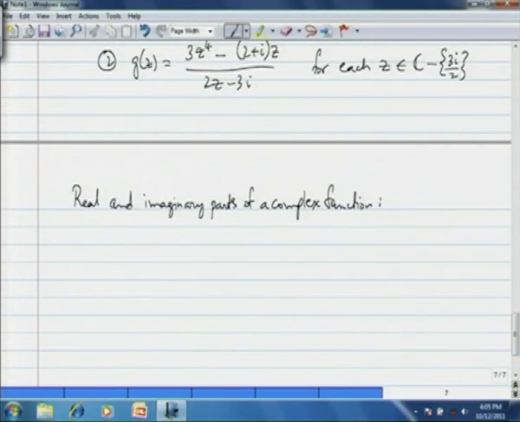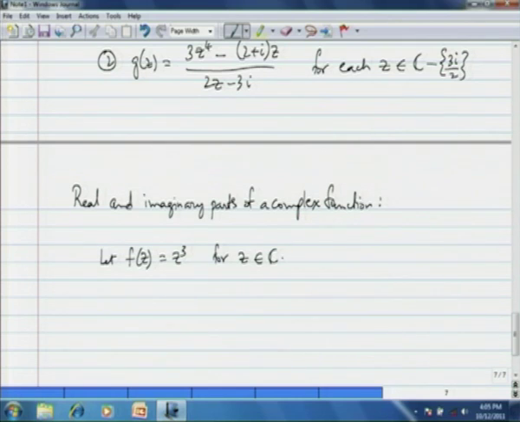Okay. So, let us see, let us start with an example. Let f of z be the polynomial z cube. F of z is z cube for z belonging to the complex plane.